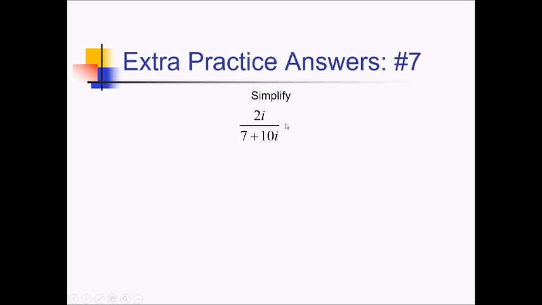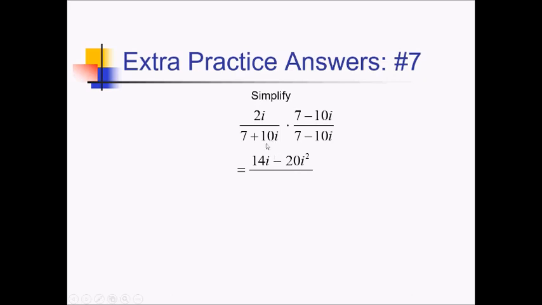To simplify this quotient, I need to make sure there's no imaginary numbers in the denominator. To do that, I have to multiply the top and the bottom of the fraction by the conjugate of the denominator. So I'm going to multiply by 7 minus 10i over itself. In the numerator now, we just have to distribute the 2i. So 2i times 7 is 14i. 2i times -10i, that's -20i squared. And we'll simplify a little bit more up there in a moment.